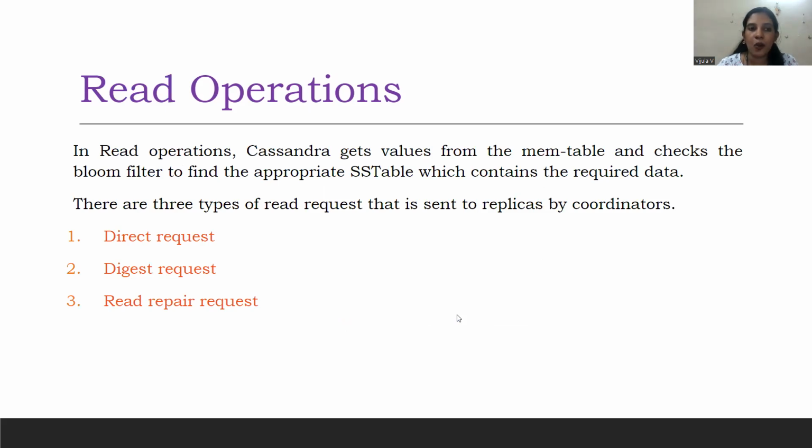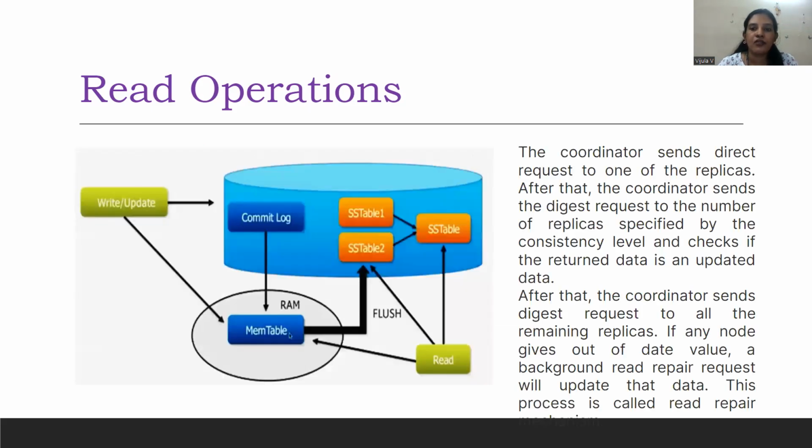Next is the read operations. In read operations, Cassandra gets values from the memtable and checks the Bloom filter to find the appropriate SSTable which contains the required data. There are three types of read requests that are sent to replicas by coordinators. The first one is the direct request. The second one is the digest request. The third one is the read repair request. So what happens with this read operation?